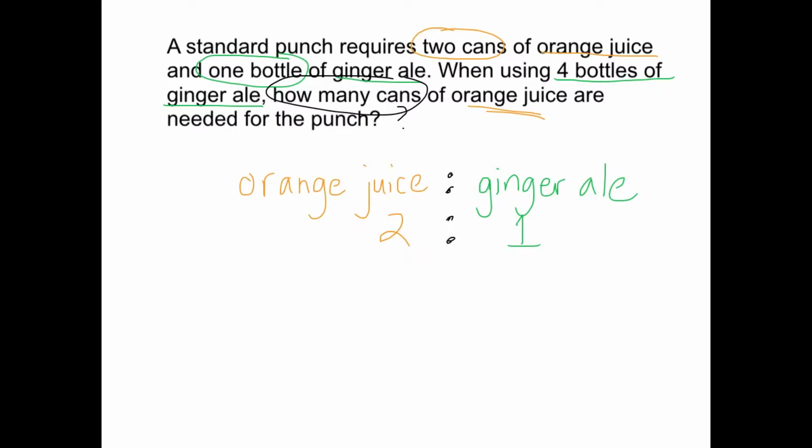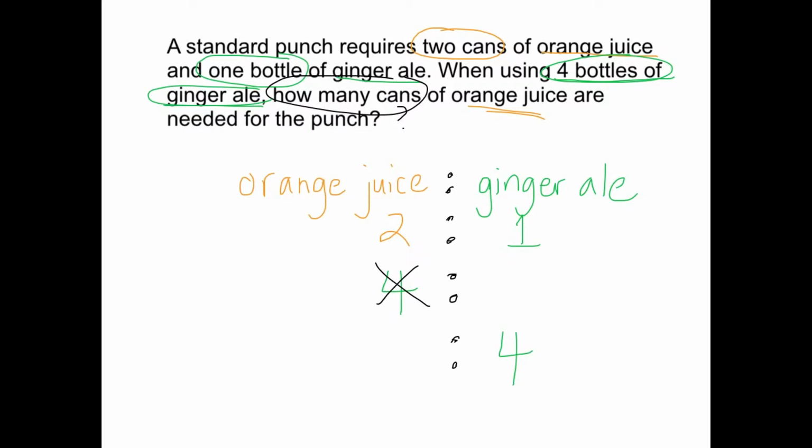For every 2 parts orange juice, I need 1 part ginger ale. So if we're using 4 bottles of ginger ale, where can I write that number in my ratio? Would I put the number 4 here? No. How come? Right, because the left side of our ratio represents orange juice. It does not represent ginger ale. So let's cross that out. Where would I put the number 4? We would put the number 4 on the right side of the ratio, since the right side represents the parts of ginger ale that we need.